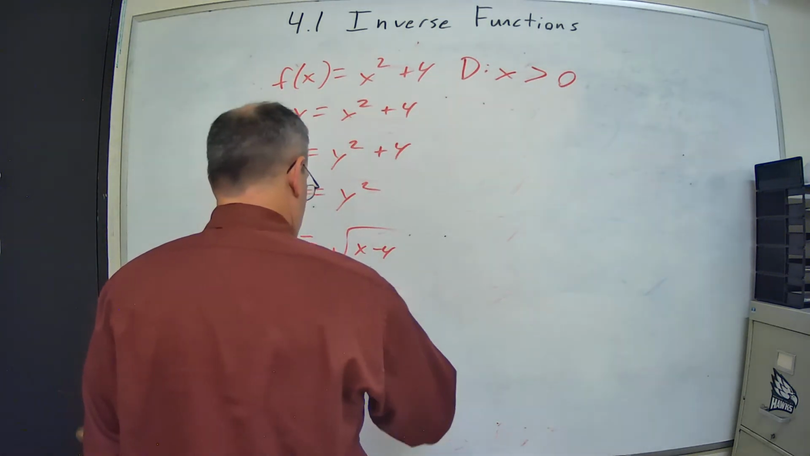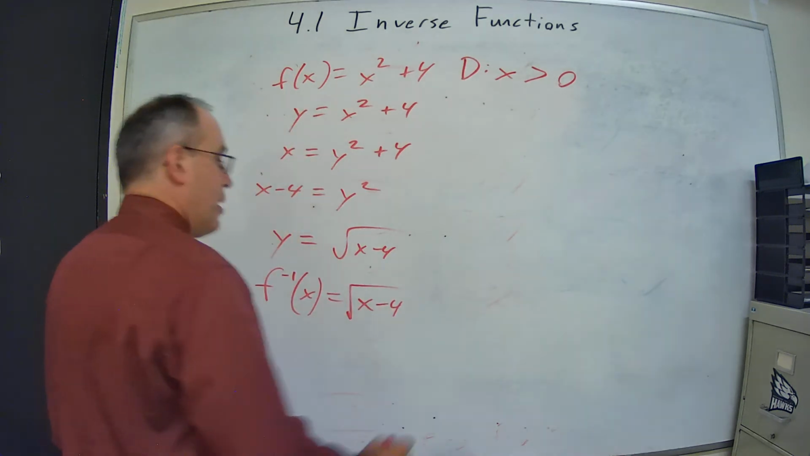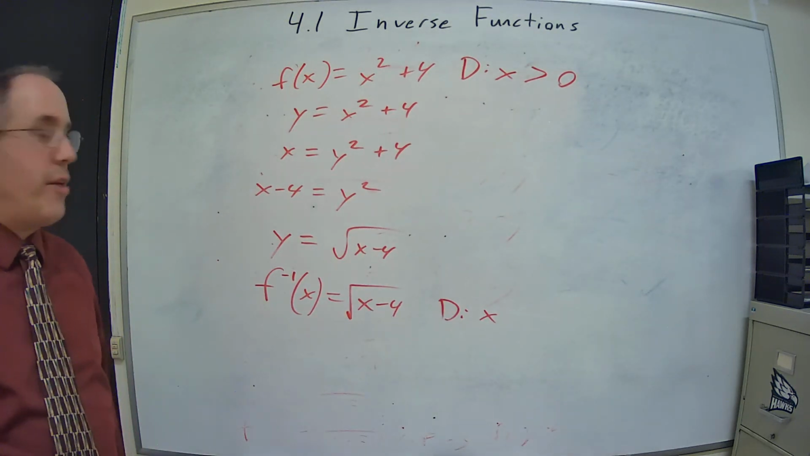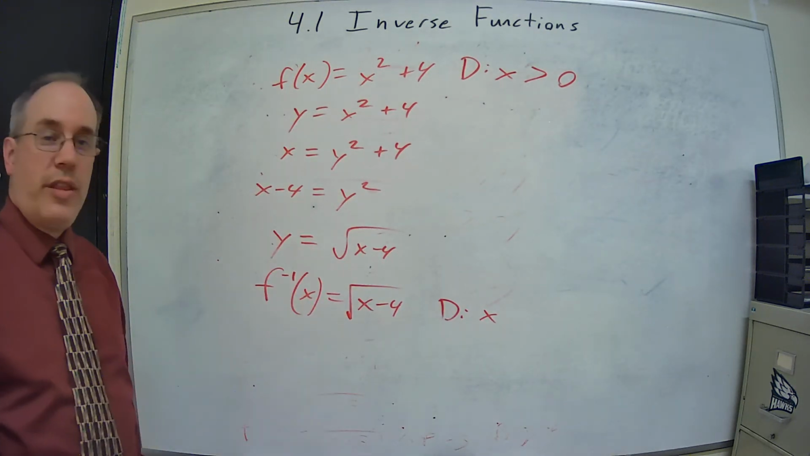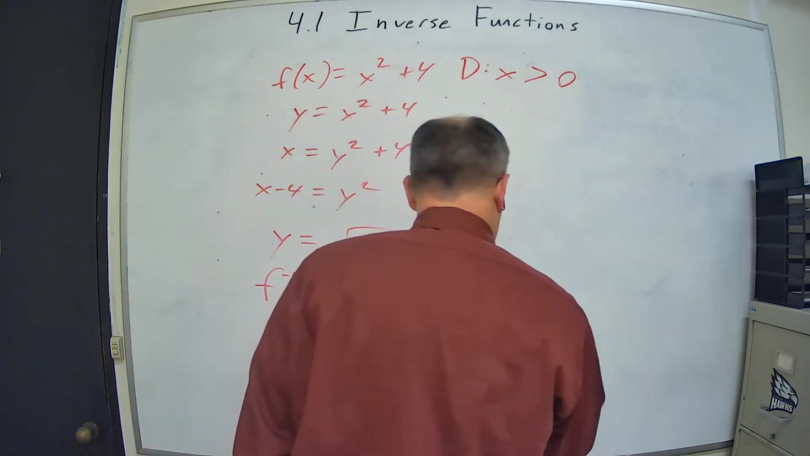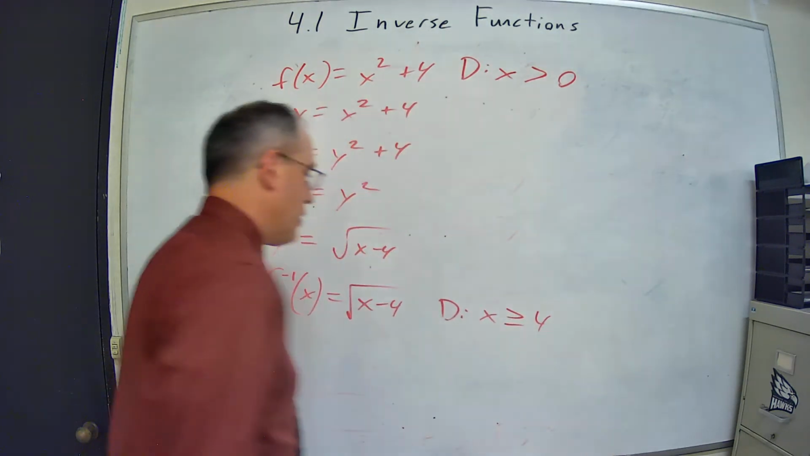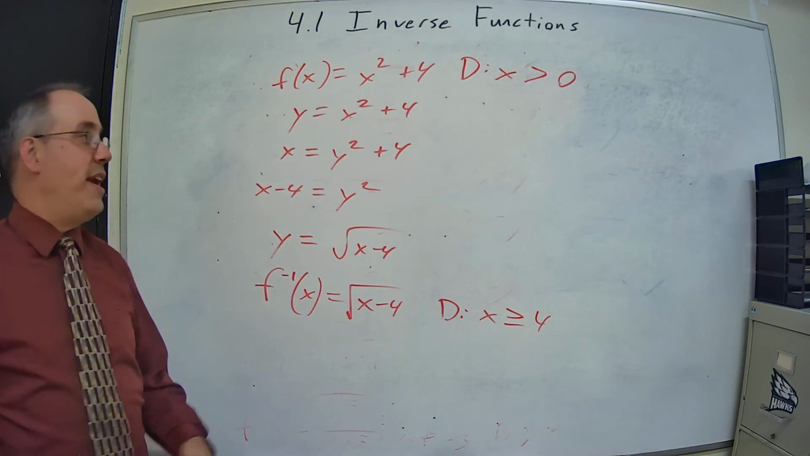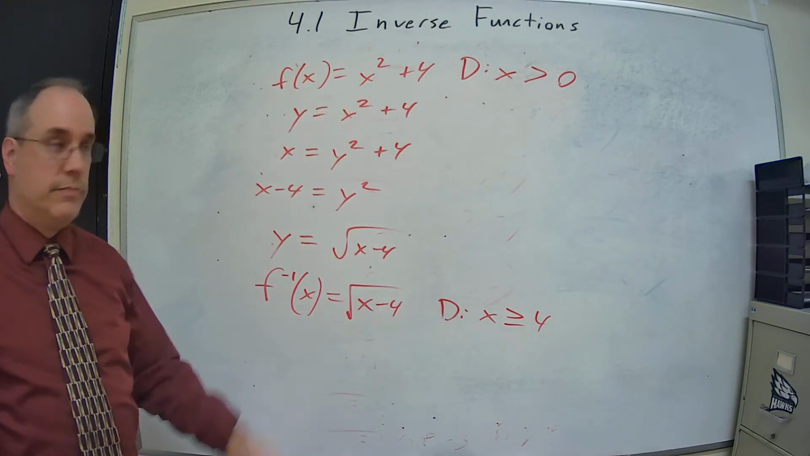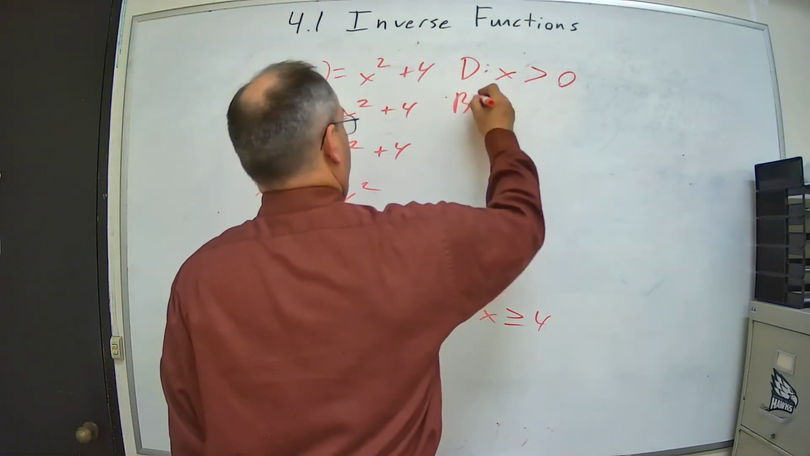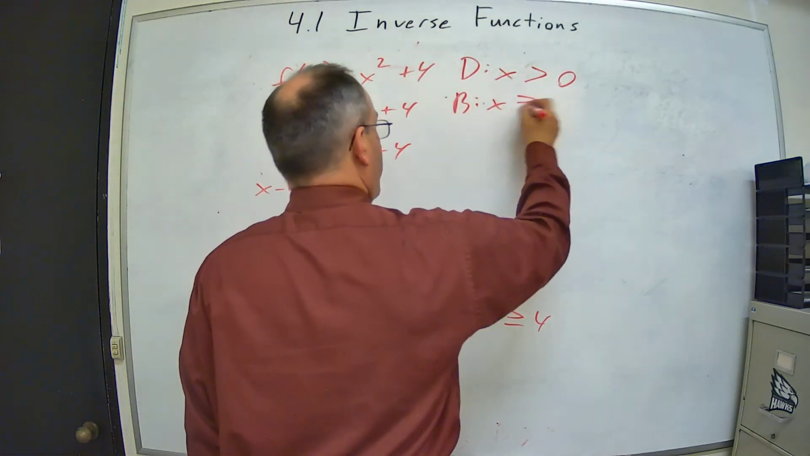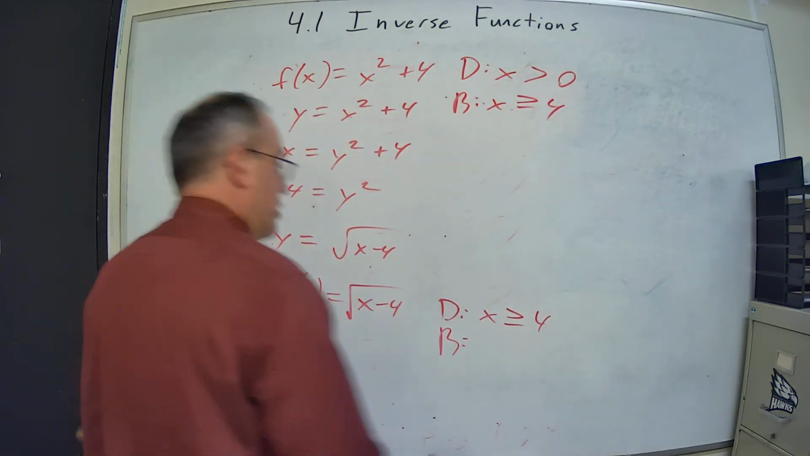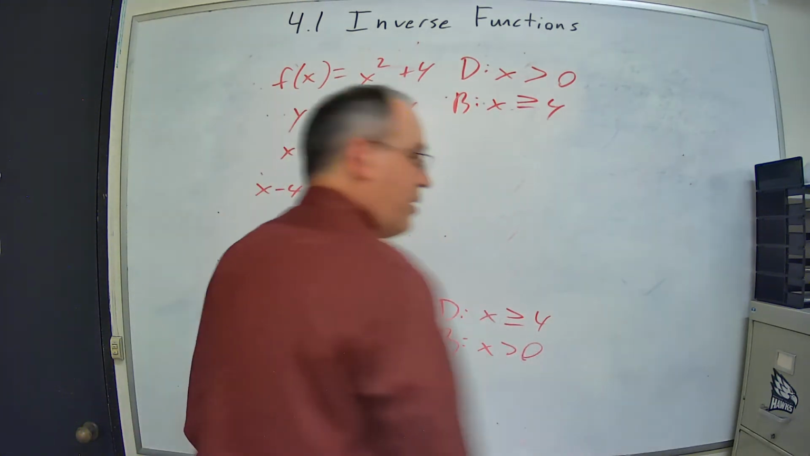So let's put that, the square root of x minus 4, and we see that the domain there, x must be greater than or equal to 4, because if it goes any lower than that, we end up with a negative. Now, having that in place and knowing that the domain of one is the range of the other, we can say the range of the original function is x greater than or equal to 4, and that the range of the inverse function is x greater than 0.